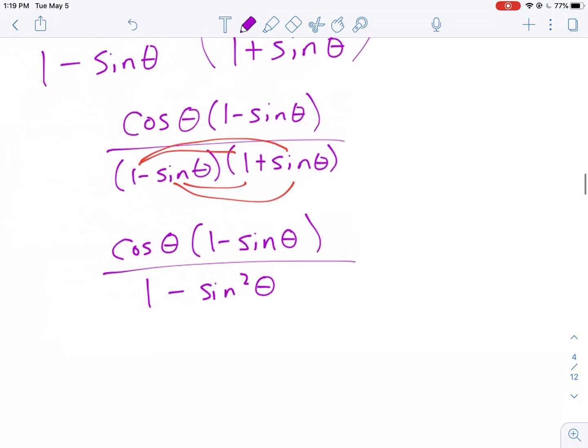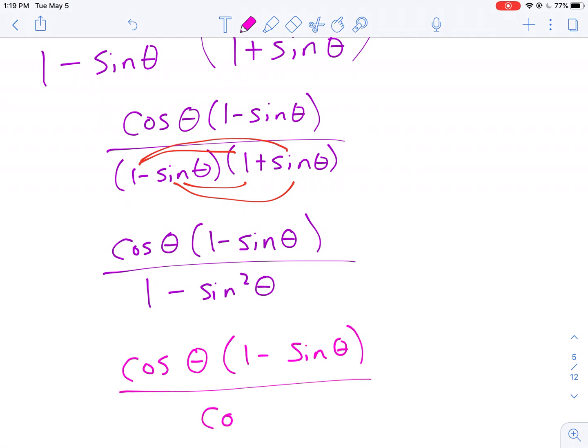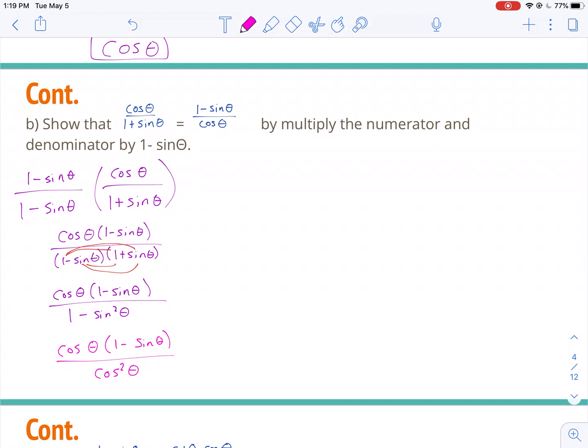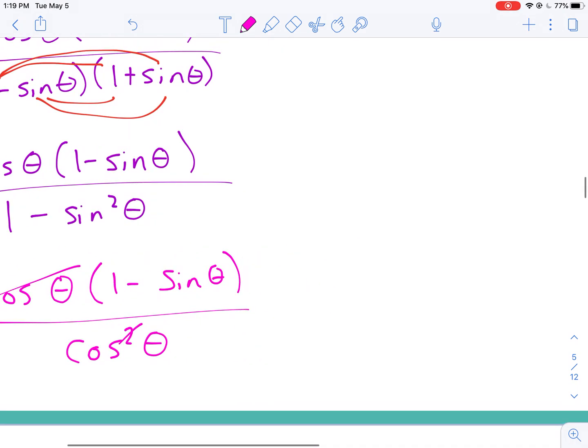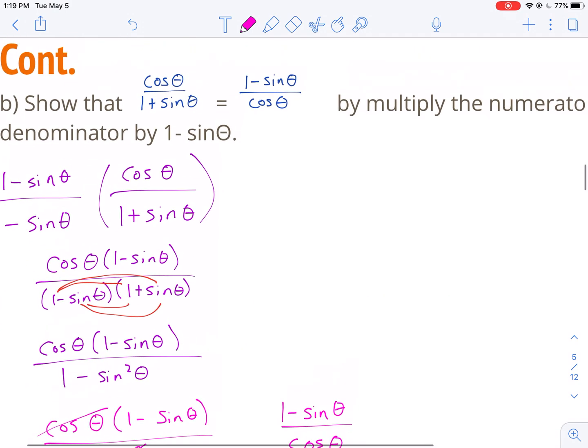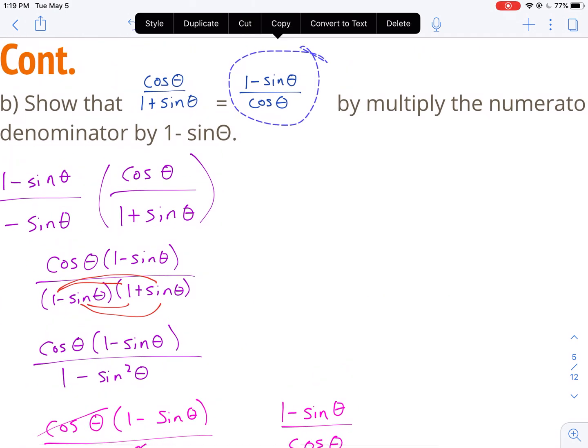And I look down here and I see that I have 1 minus sine squared theta there. So that means that I can rewrite this as the cosine of theta times 1 minus the sine of theta all over the cosine squared of theta. My end goal here is to make this 1 minus sine of theta over cosine theta. I can cross out this cosine with that squared, and I'm left with 1 minus the sine of theta over the cosine of theta. And wouldn't you know, my end goal was to make it look like this.